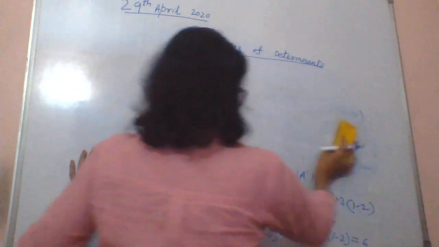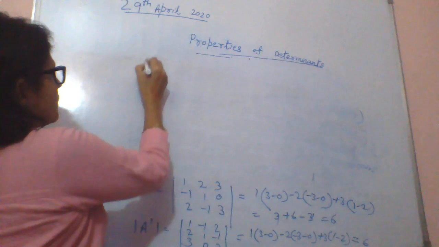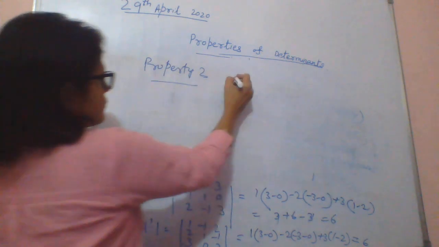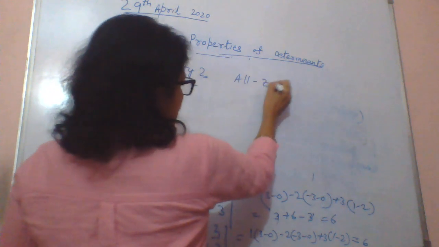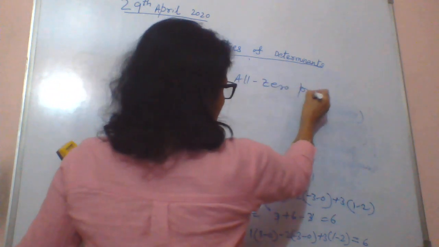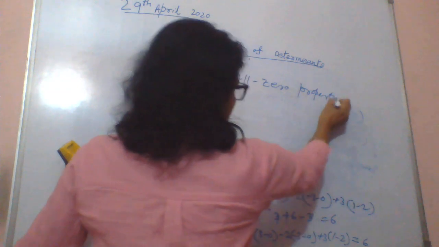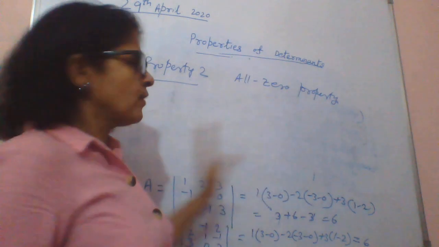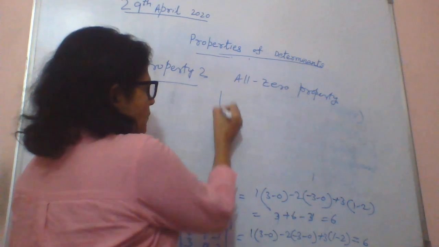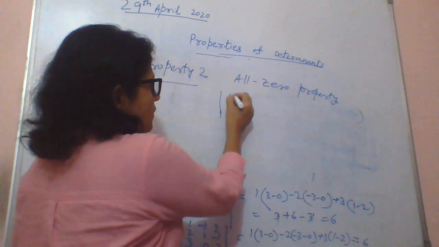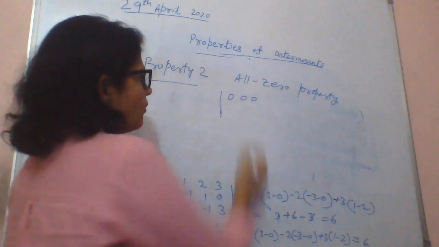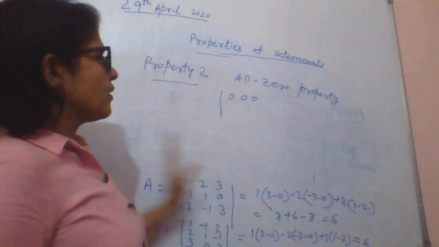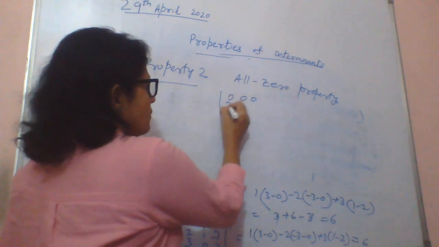Second property is property 2. Property 2 is the all zero property. So what does the all zero property mean? As the name suggests, all zero property is basically if all the elements of any one row or any one column are zeros.